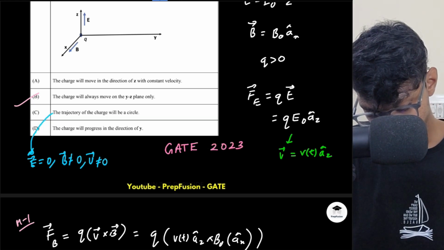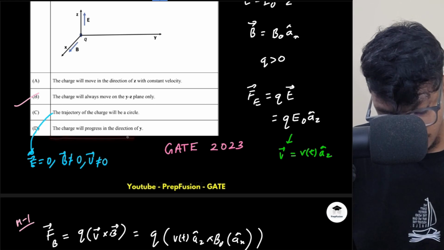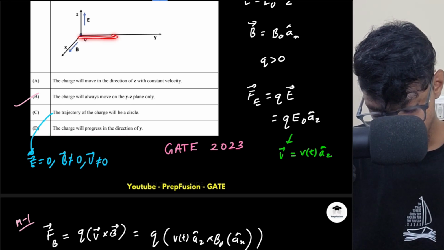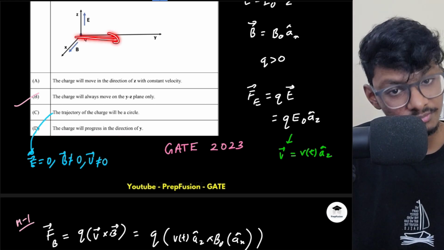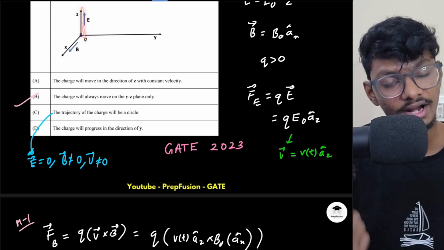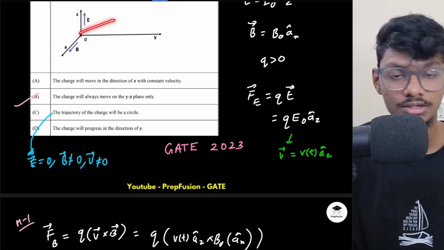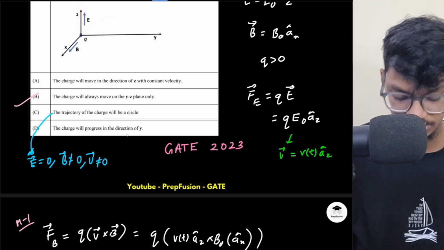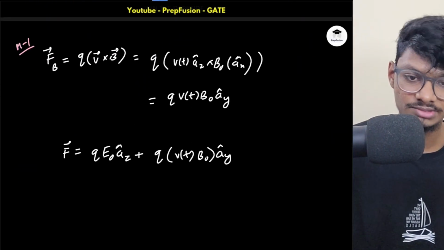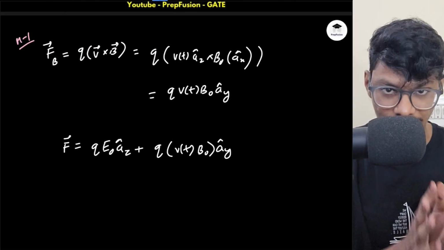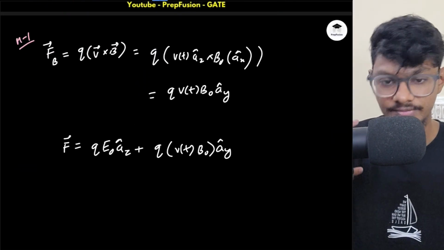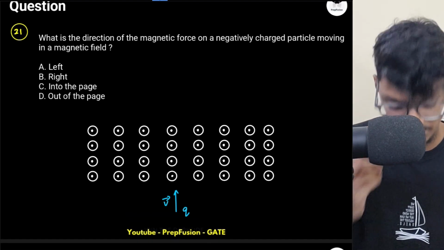The charge will progress in the direction of y. No, right, it will progress in the direction of y, correct, but it will also progress in the direction of z as well. So it will be in the YZ plane. So this is also wrong. I hope you get this point, and this question is very good, so I tried to explain it in detail. Let's do a few more basic questions.